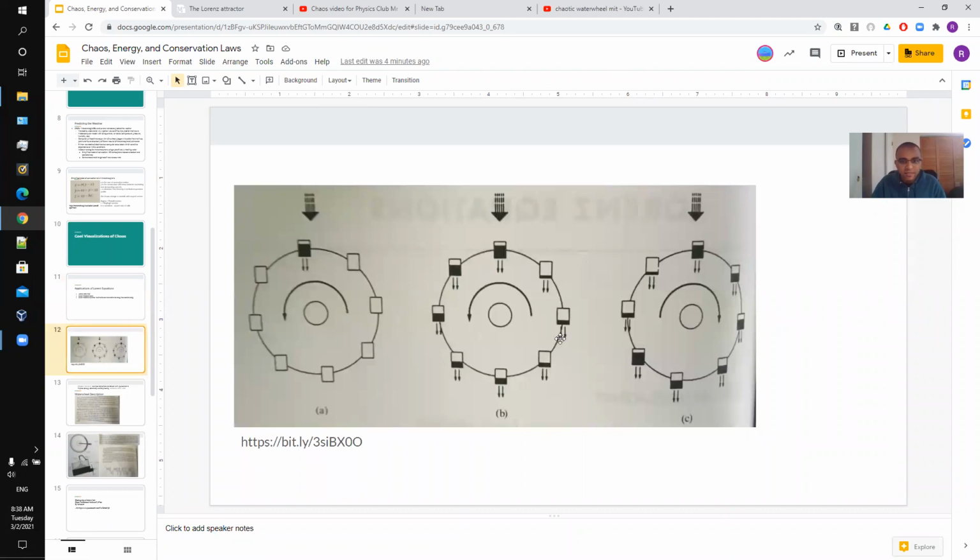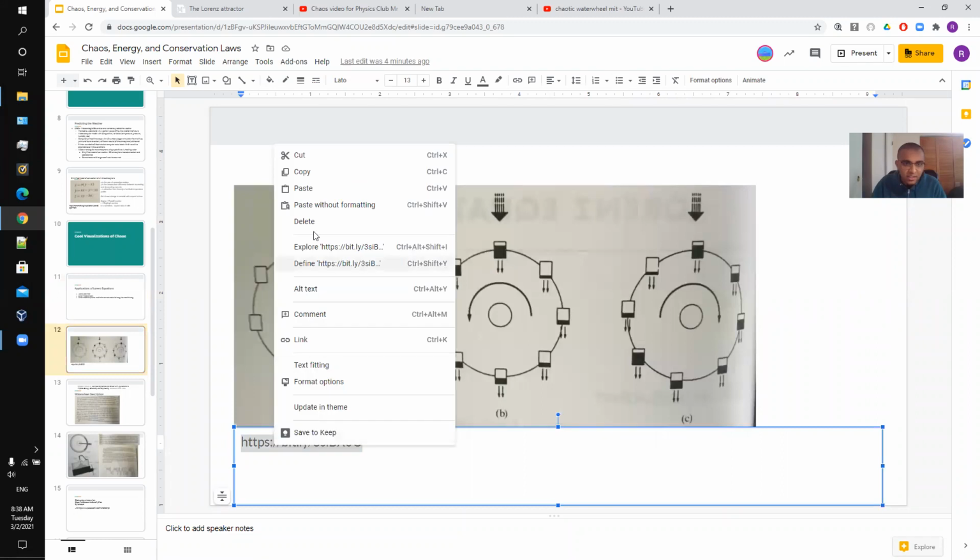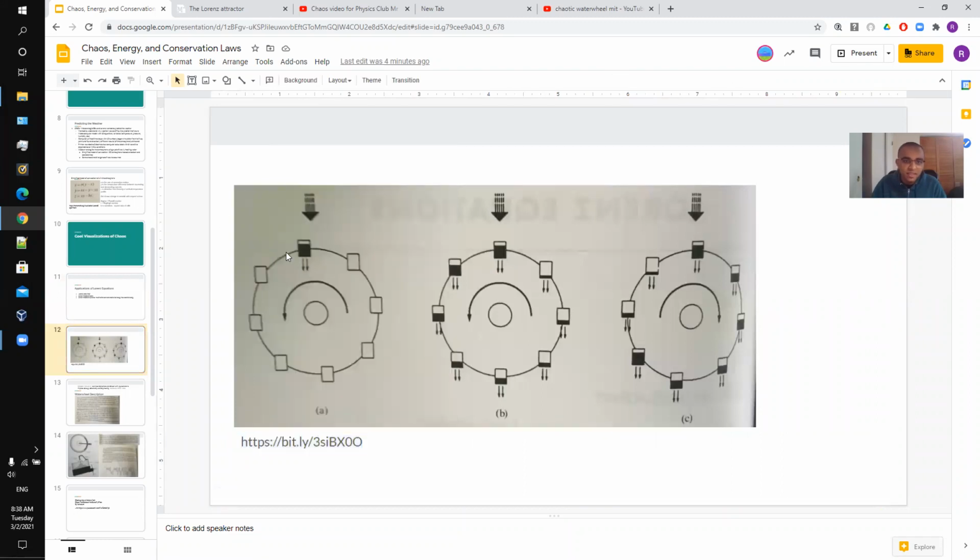So let's look now. We have this water wheel. And there's a cool video regarding this water wheel. Someone basically built this, right? Here you can see how it works. You have water flowing in from the top here, and you have these leaky paper cups essentially, right? And so we're going to talk a little more about this on the next slide. But for now, check out this video for 2 minutes regarding the chaotic water wheel.